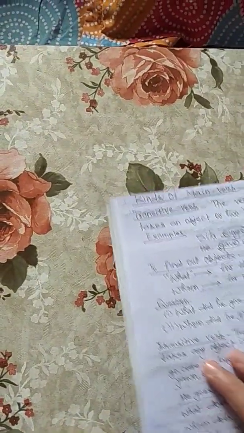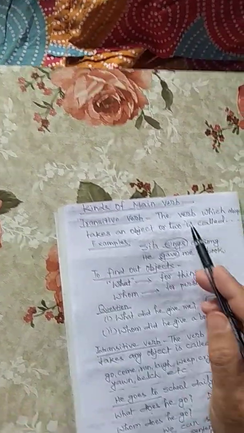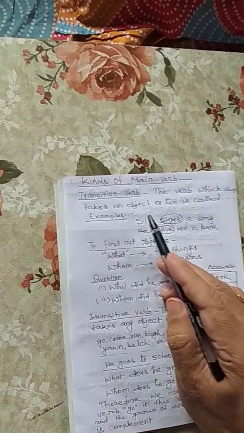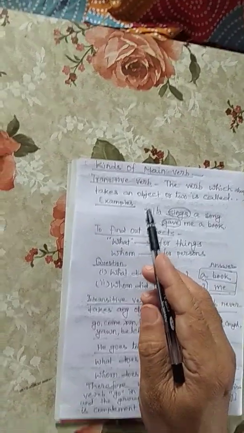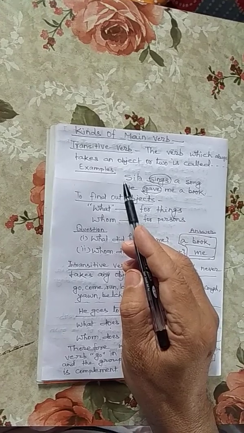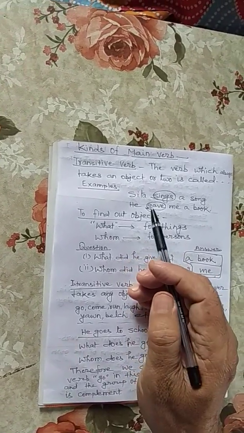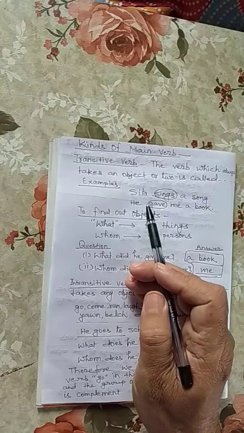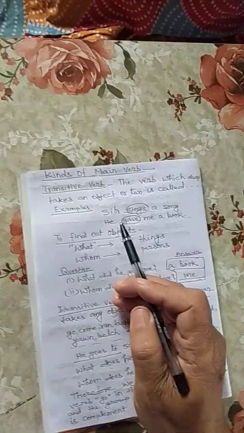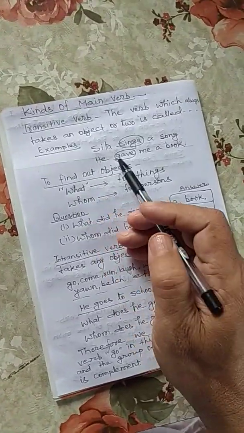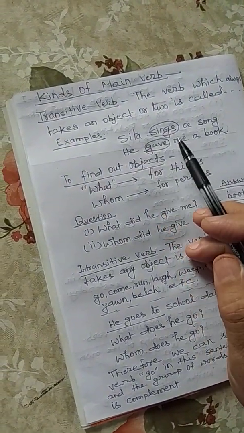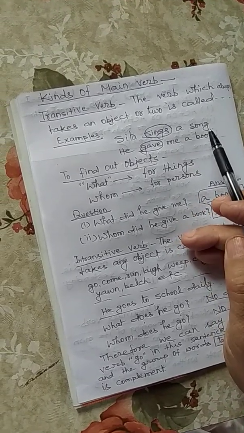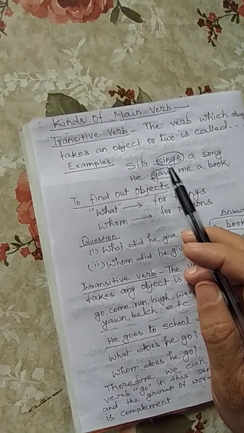Kinds of main verb. Transitive verb. The verb which always takes an object or two is called a transitive verb. It means this verb will always take an object or two. Here are some examples. Sita sings a song. In this sentence, a song is the object of the verb sings.